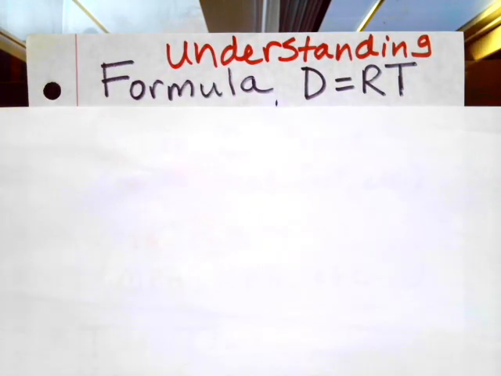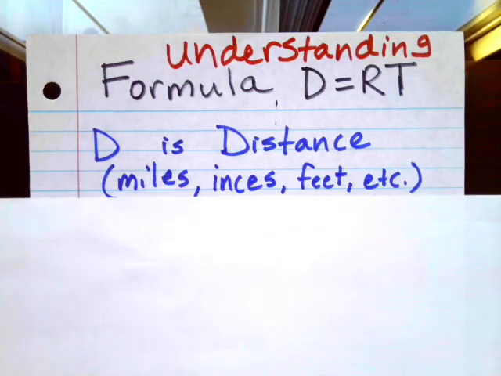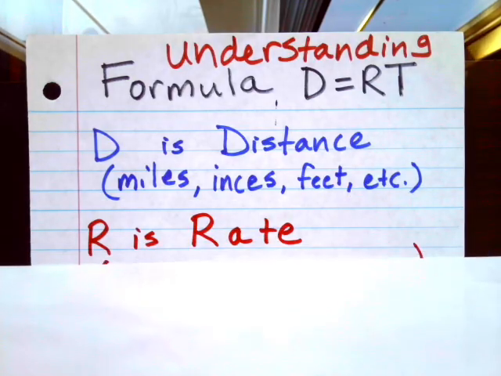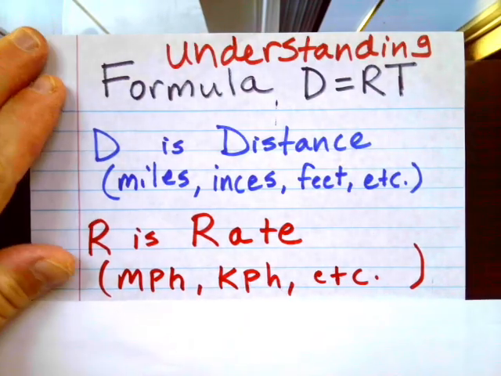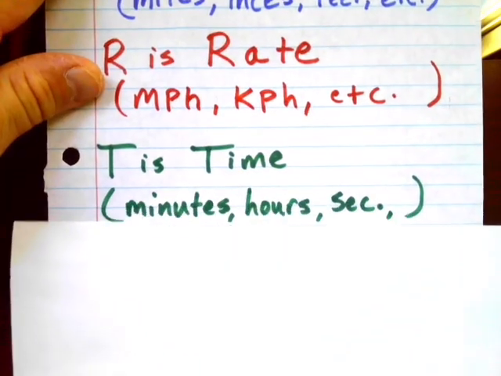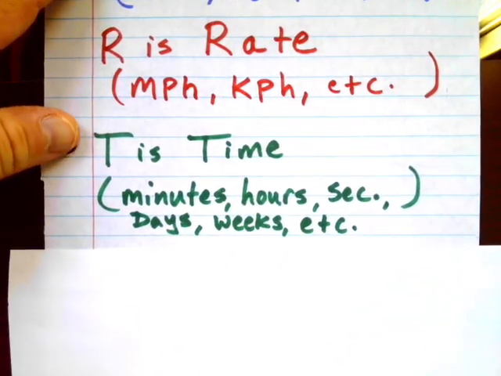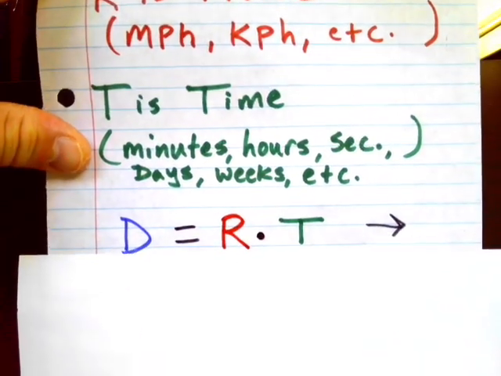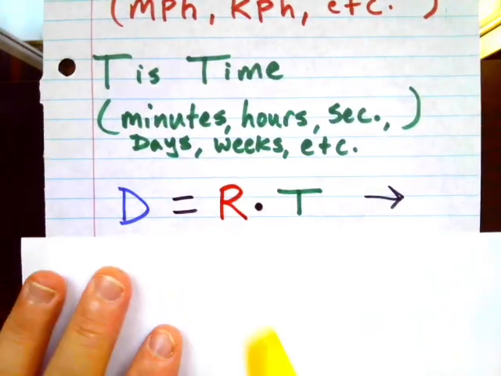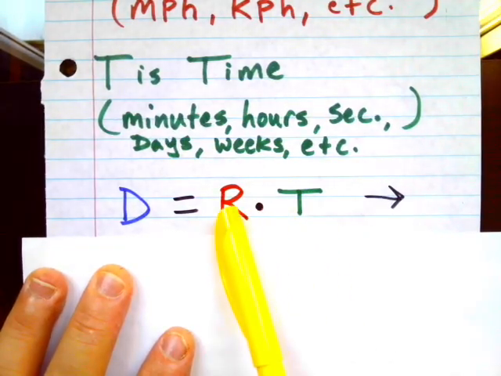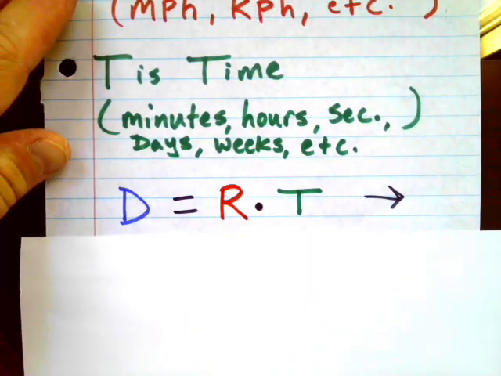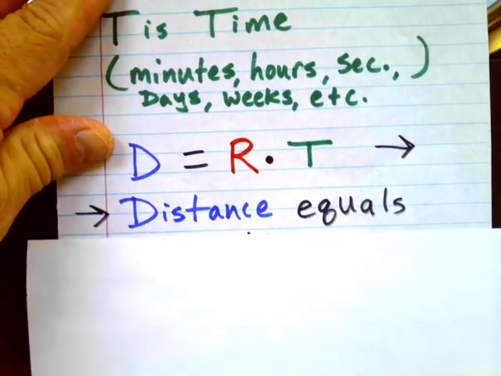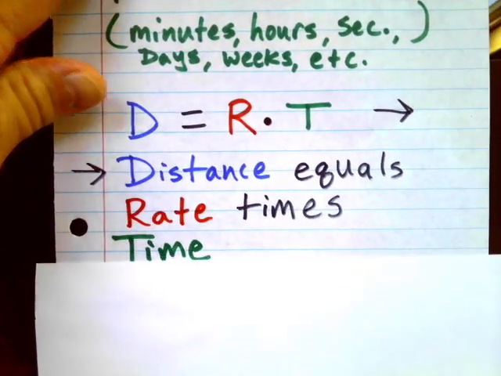There's some key information you need to know. D is the distance: miles, inches, feet, etc. R is the rate: miles per hour, kilometers per hour, etc. And T represents time: minutes, hours, seconds, days, weeks. So distance equals rate times time. Anytime you have two letters or variables right next to each other, that means multiply. So that's the particular formula: distance equals rate times time.